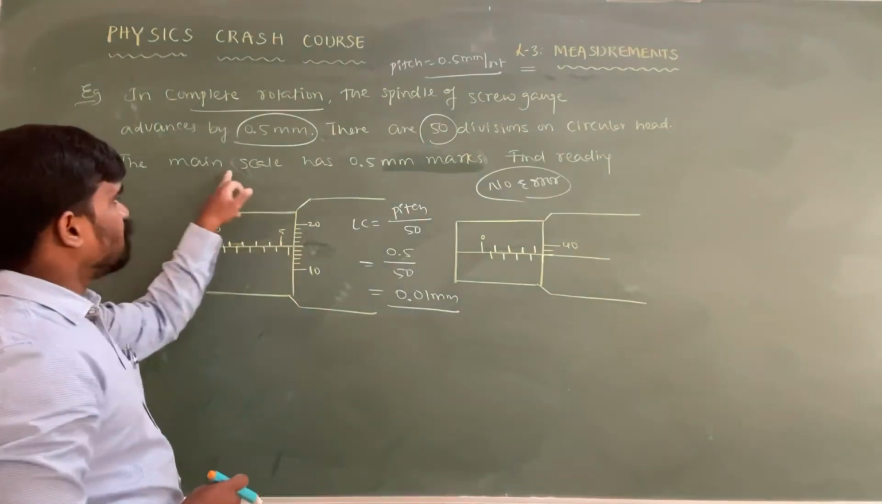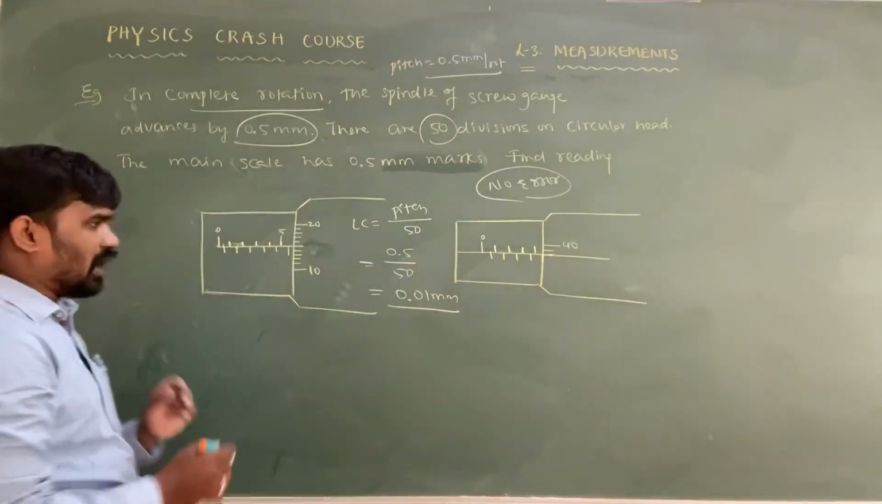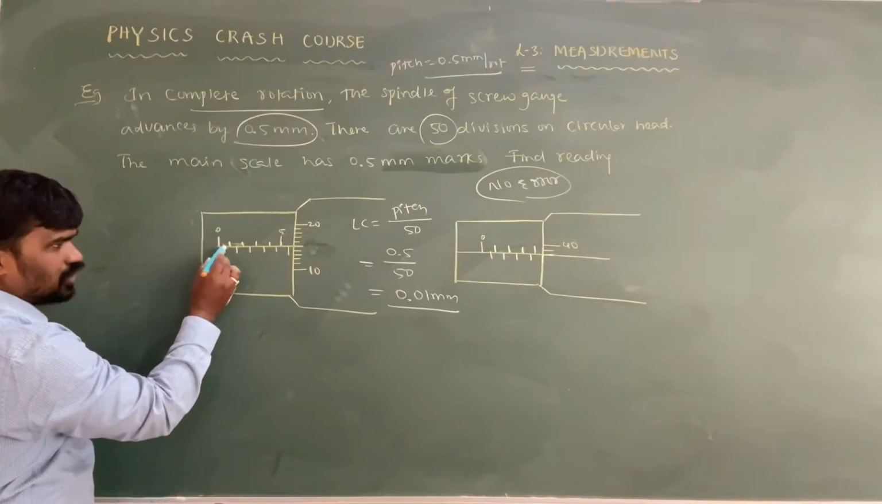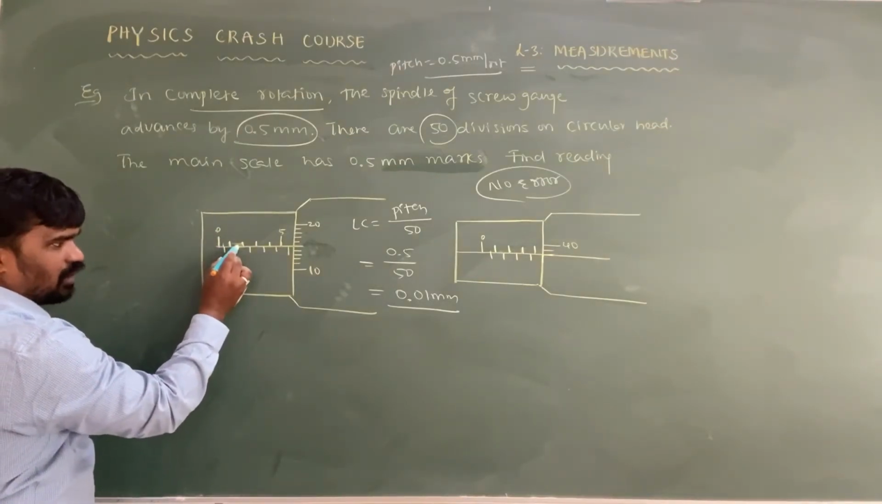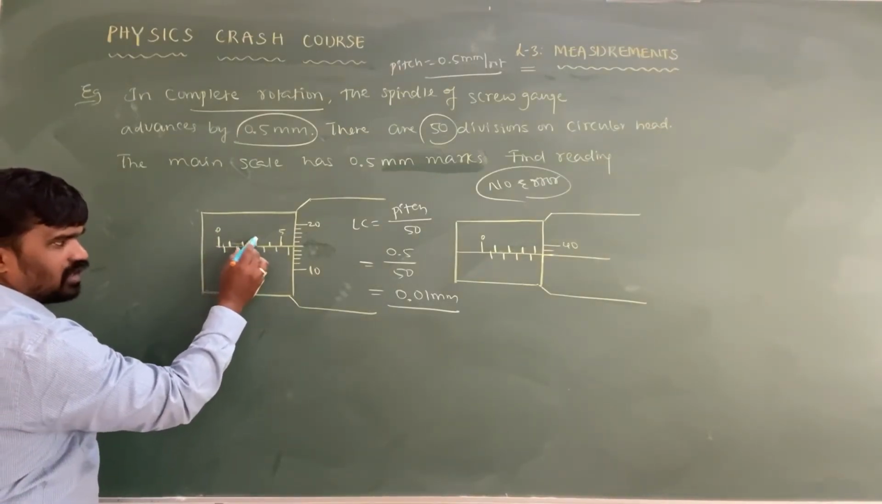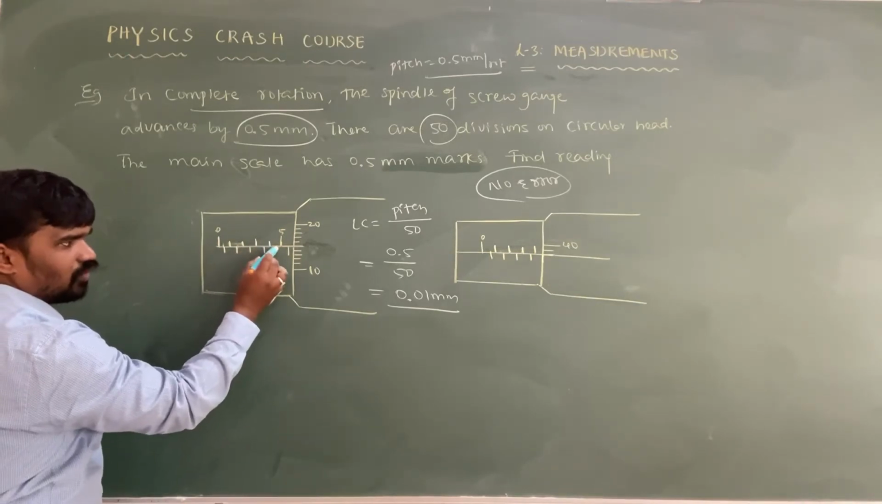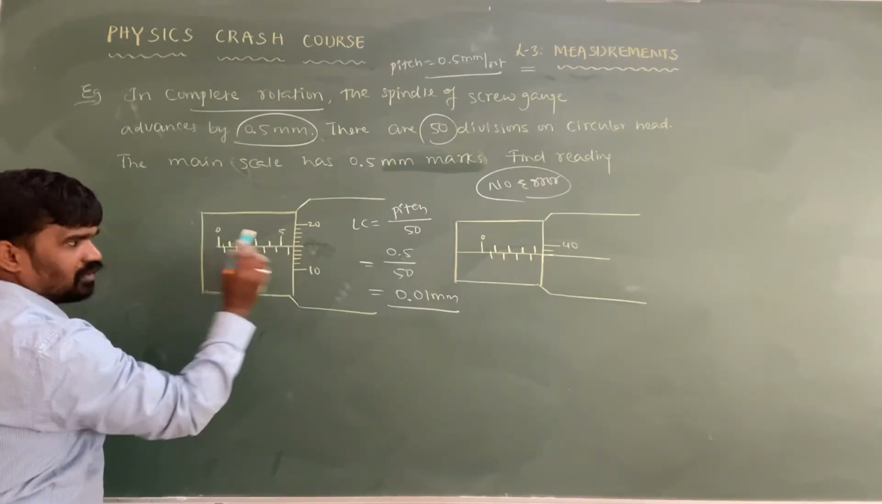Next, it says the main scale has 0.5 marks. See, this is 0, 0.5, 1, 1.5, 2, 2.5, 3, 3.5, 4, 4.5, 5, 5.5.